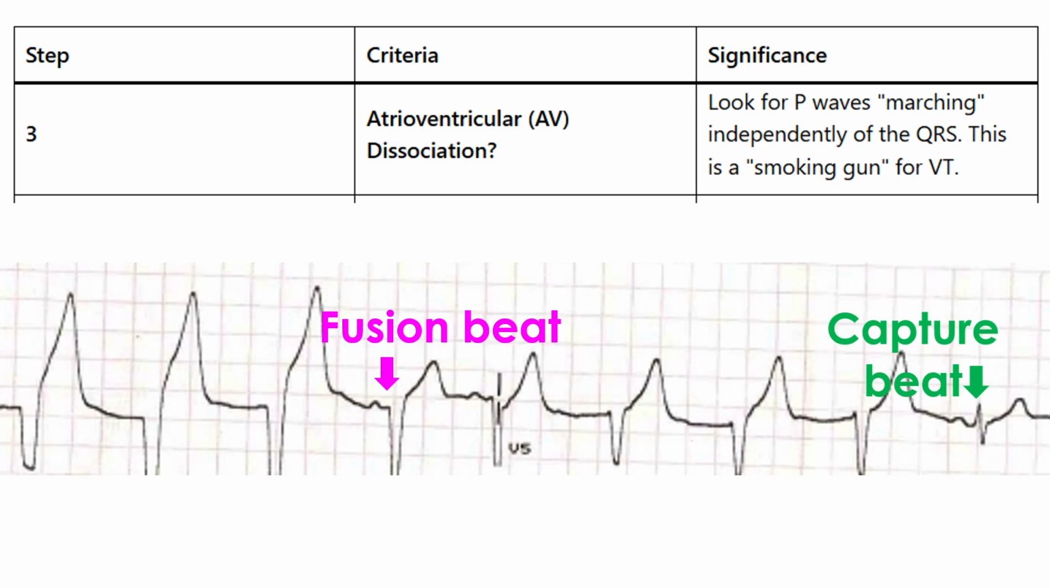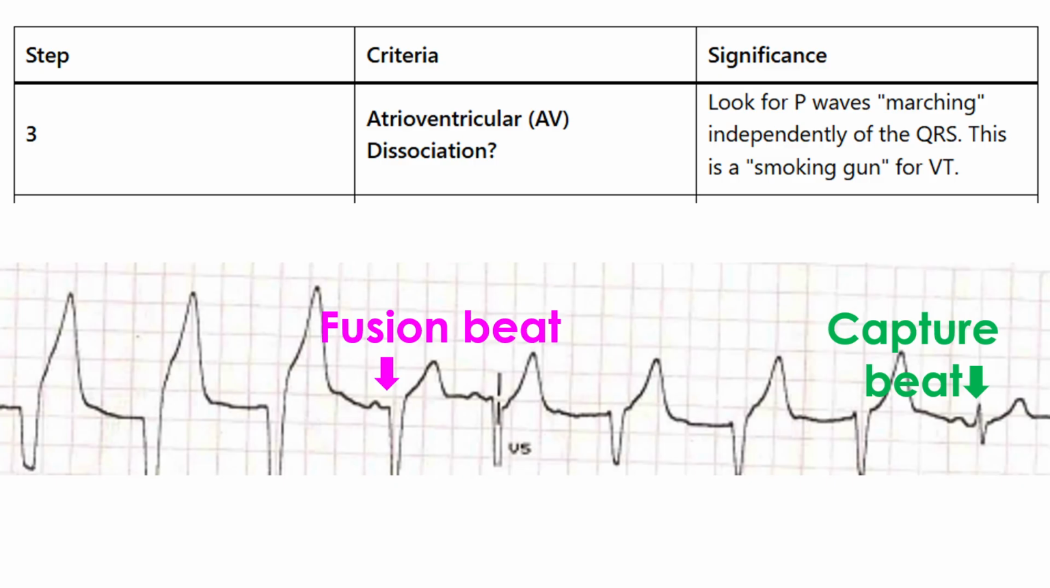That is a feature of atrioventricular dissociation, almost a sure pattern of ventricular tachycardia. But this is going to be difficult in a fast ventricular tachycardia. In the illustration, it is a slow tachycardia, or rather accelerated idioventricular rhythm, where it is easier to see. And hallmarks are fusion beats and capture beats.